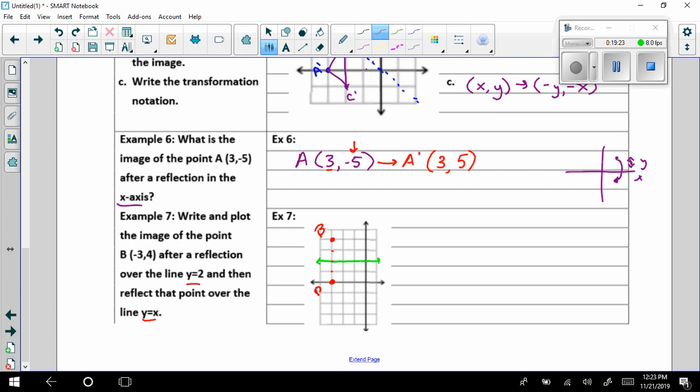So this is B prime. So B was at negative 3, 4. Moved to B prime, which is at negative 3, 0.